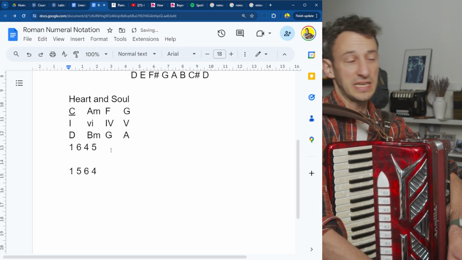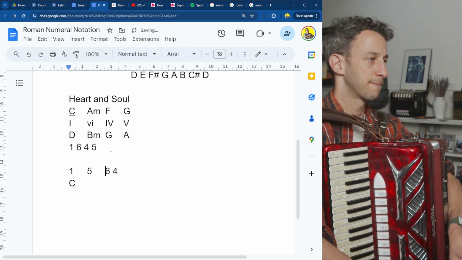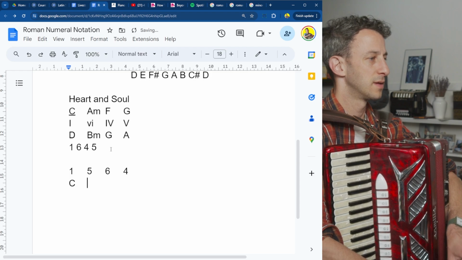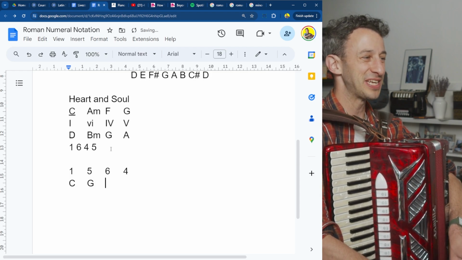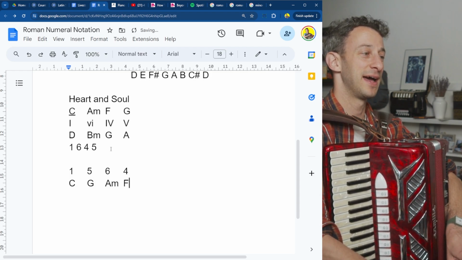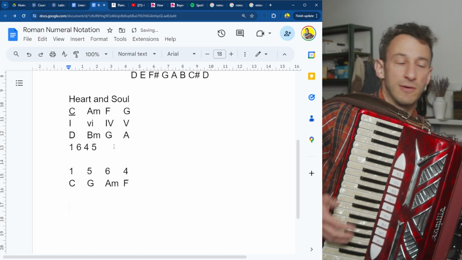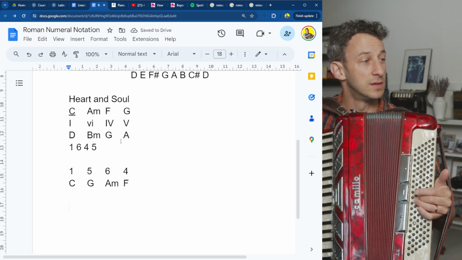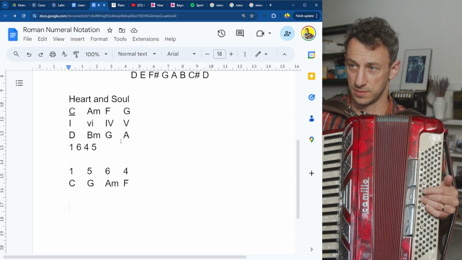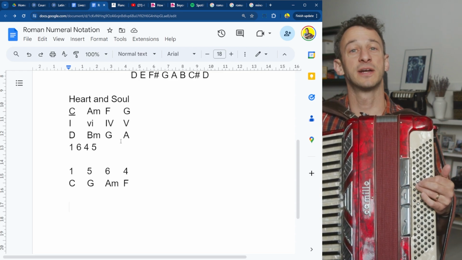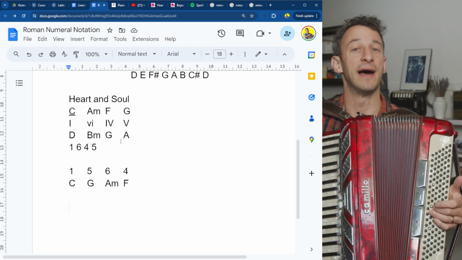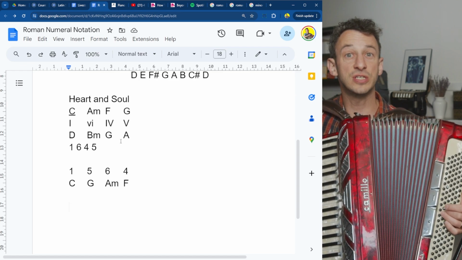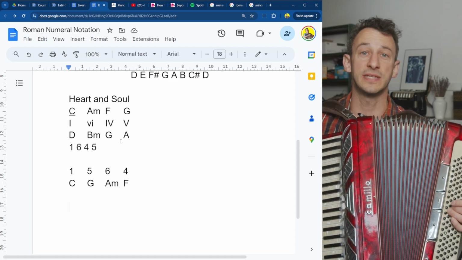In the key of C. It's a C, G, A minor, and F. Let's see what this sounds like. C, G, A minor, F. The first song that's popping into my head is Green Day.